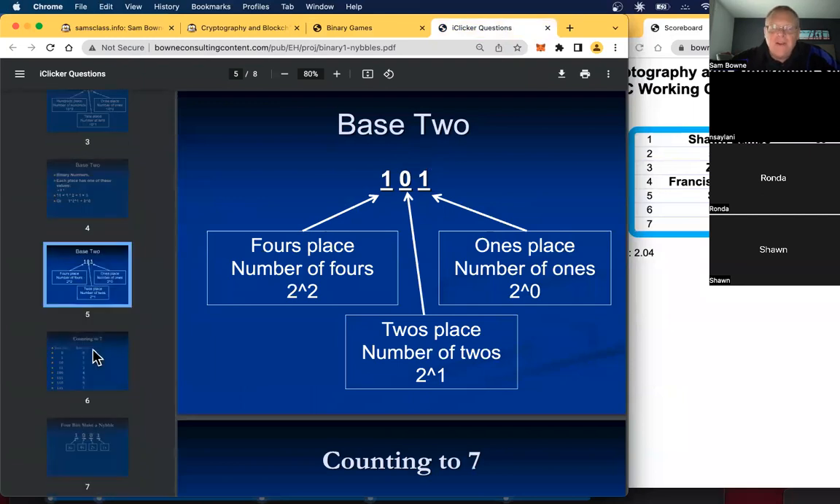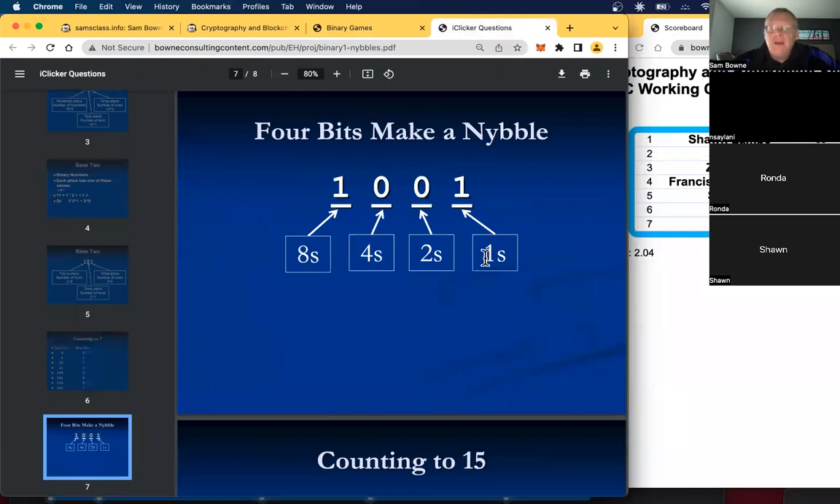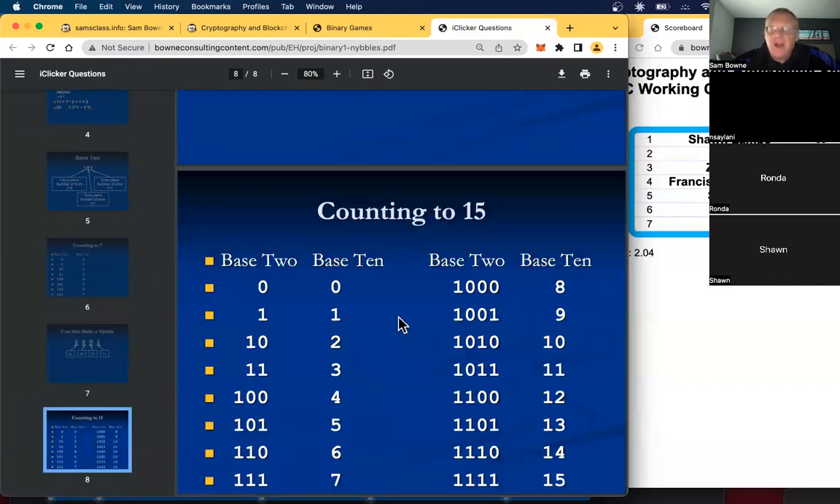So if you count to 7, it looks like this. In base 2, 0, 0, 1 is 1, 1, 0 is 2, 1, 1 is 3, and on up to 1, 1, 1 is 7. And if you have 4 bits, you have 1s, 2s, 4s, and 8s. And there are a total of 16 possible nibbles, as you see here, from 0 up to 15. 1, 1, 1, 1 is 15. And 1, 0, 1, 0 is 10 because it's 8 and 2, and so on.